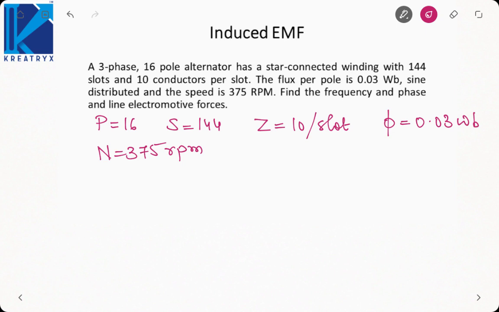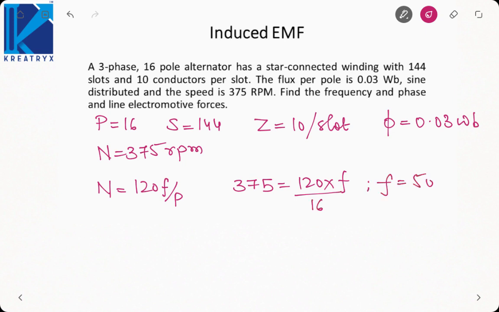Now as you see here, basically, you know the speed. We know synchronous speed in any machine is 120 f by P, which means 375 is equal to 120 into frequency is unknown, but we have 16 poles. So frequency comes out to be 50 Hertz. Now first calculate beta. As I told you, beta is 180 upon slots per pole. Poles are 16, so it will be 20-degree.